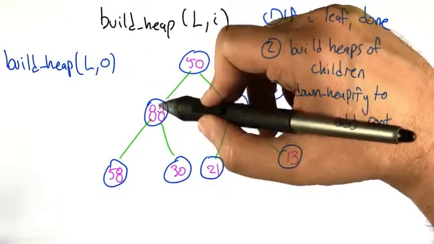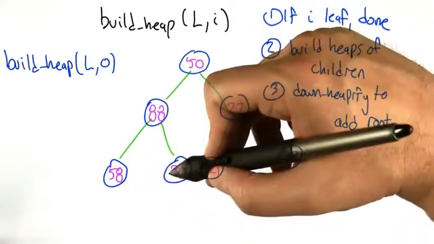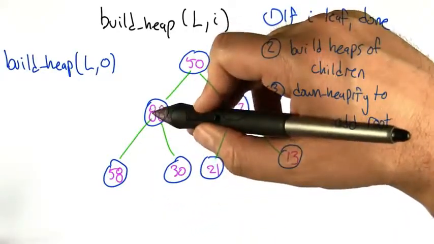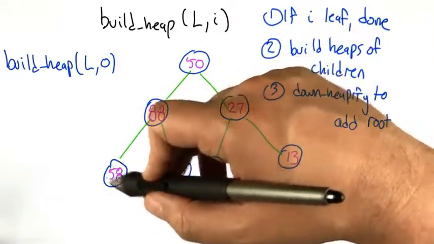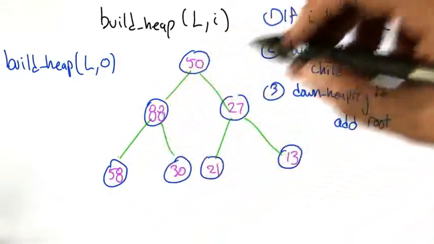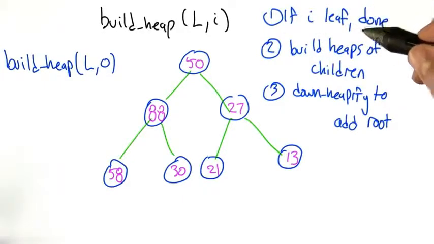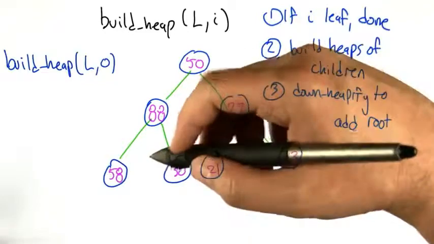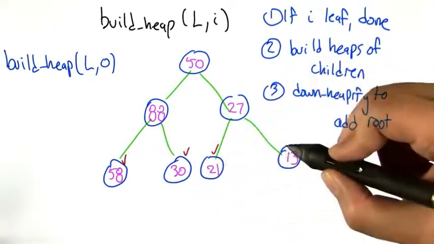We can say to build a heap rooted at this node, make this into a heap, make this into a heap, and then down heapify. Well, how do we do these guys? Well, the singleton nodes are already heaps. So anything that is a leaf, we're already done. That's our termination condition. So this is a heap. Here, I'll check them off as we go. This is a heap. This is a heap. This is a heap. This is a heap.